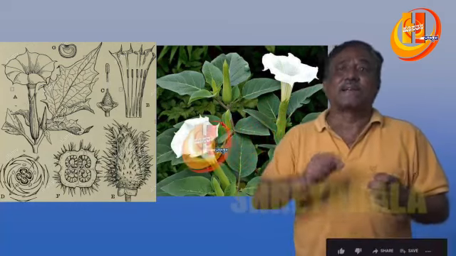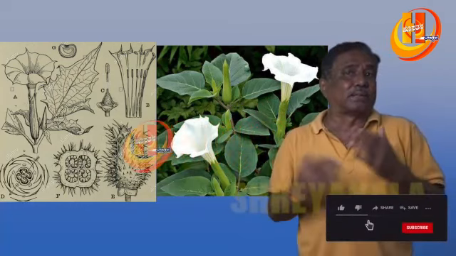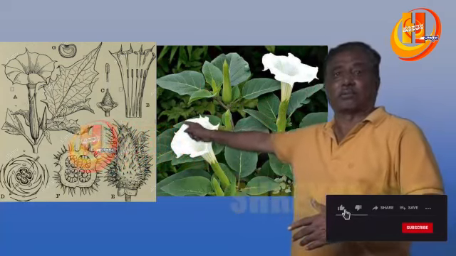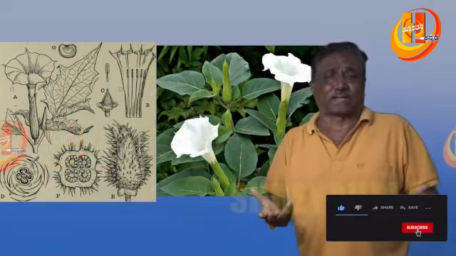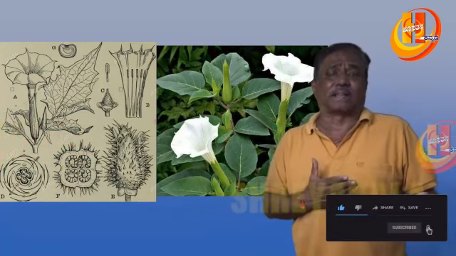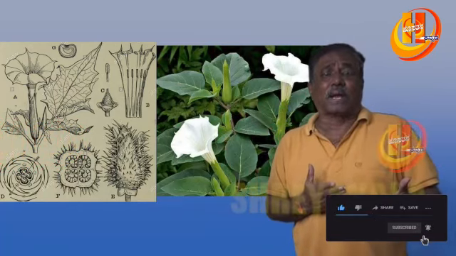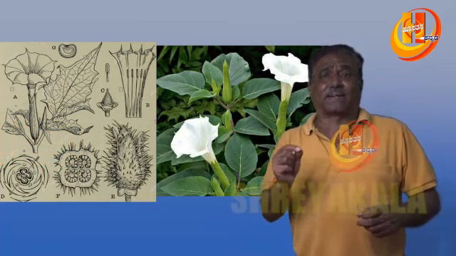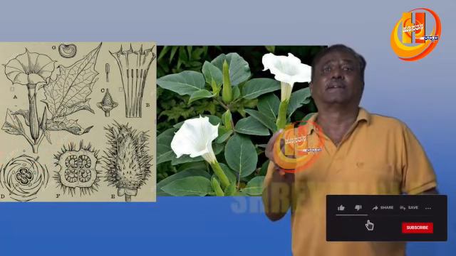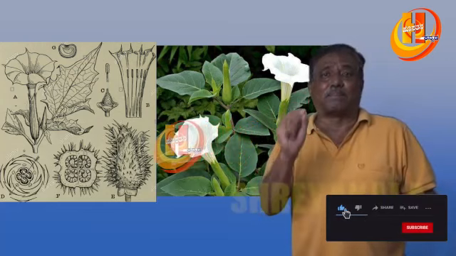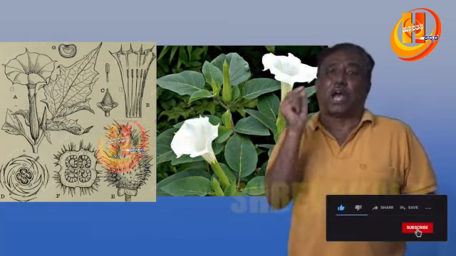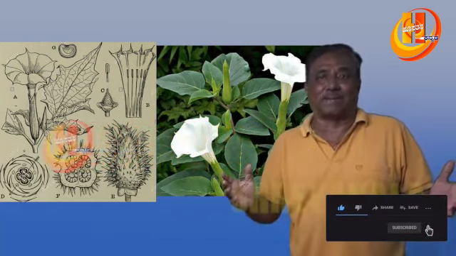And inflorescence, solitary cymose, as in datura, single flower, solitary cymose or cymose type of inflorescence, old at the top and young at the base. And the flowers pedicellate, bracteate or ebracteate, and then actinomorphic, bisexual, complete, hypogynous, heterochlamydeous.